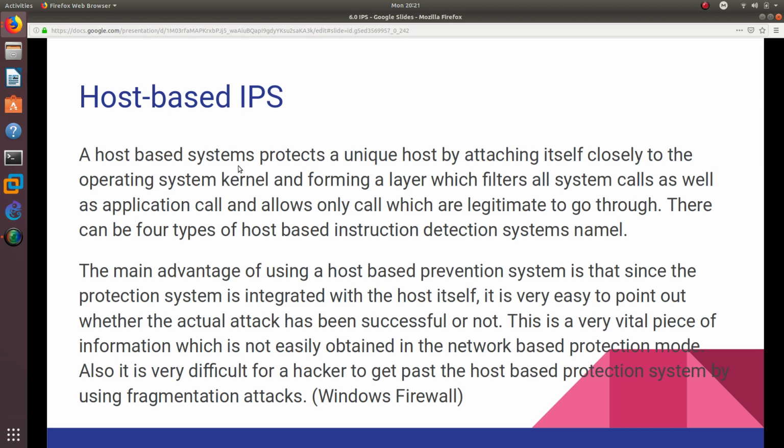Also, it is very difficult for a hacker to get past the host-based protection system using fragmentation attacks. And one of those applications is the Windows firewall, but everybody knows that the Windows firewall doesn't protect you at all.